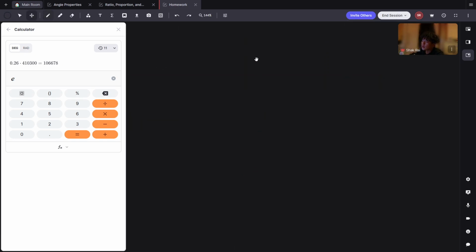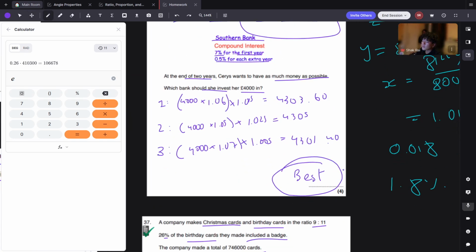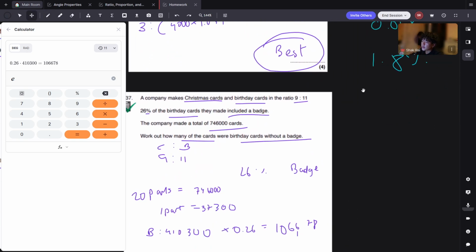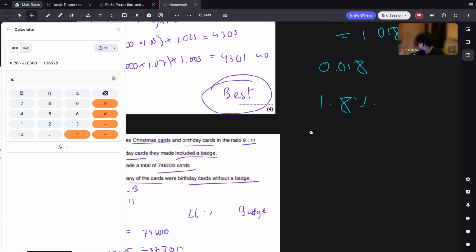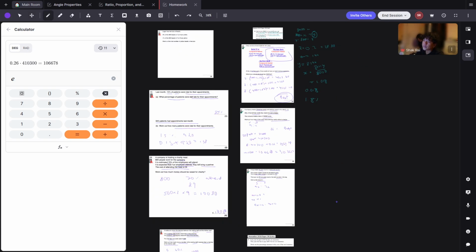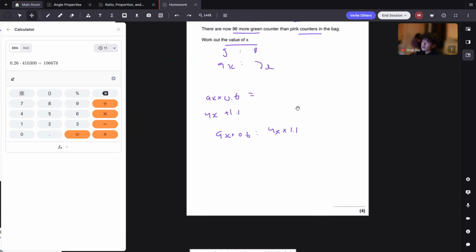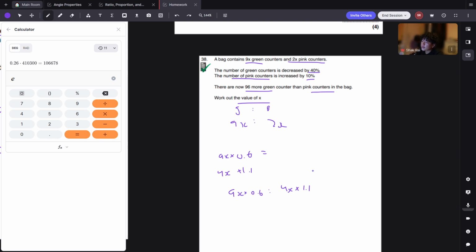So essentially, as you can see, the best bank is the best bank. So for the next question, you have 9x multiplied by 0.6 in the ratio compared to 2x multiplied by 1.1.